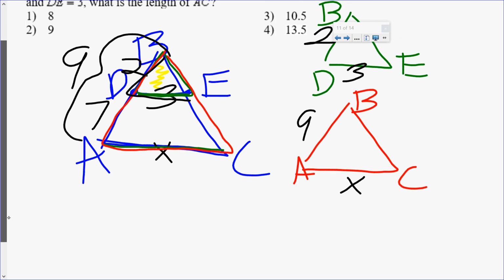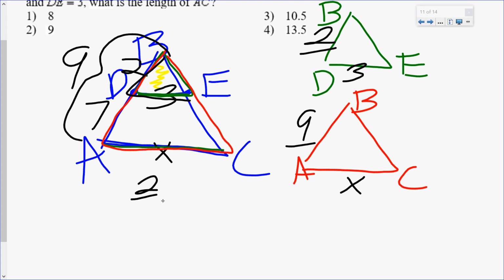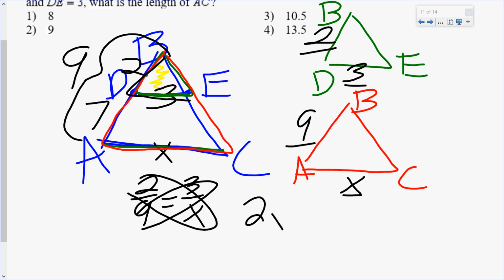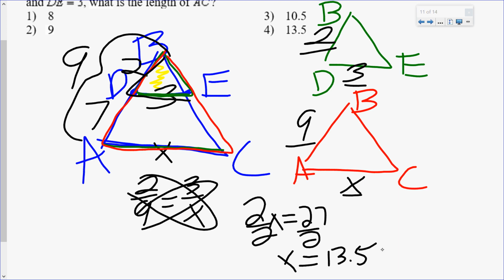I'm going to put the corresponding pieces on top of each other. 2 over 9, 3 over x, cross multiply, 2x equals 27, x equals 13.5.